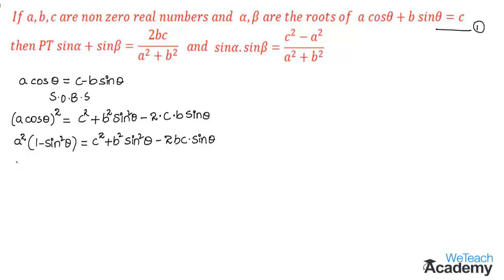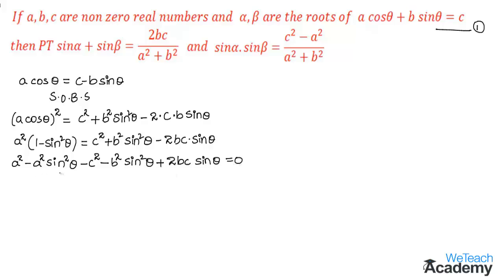And now let us multiply a square with the inner terms. So here we get a square into 1, which is a square, and a square into sin square theta, that is minus a square sin square theta. And then transferring all the terms to the left hand side, we get minus c square and then minus b square sin square theta plus 2bc sin theta is equal to 0.